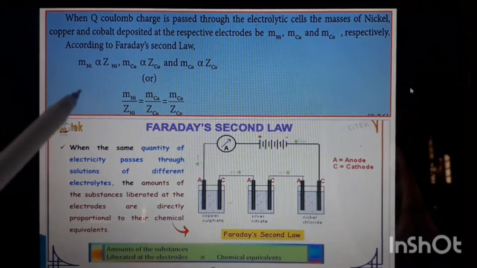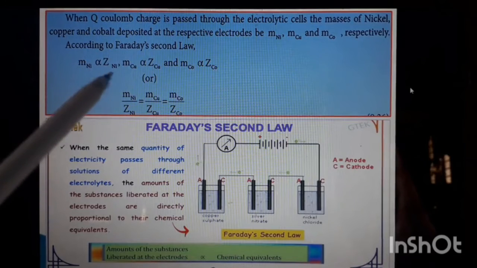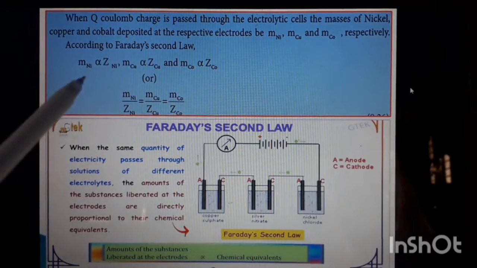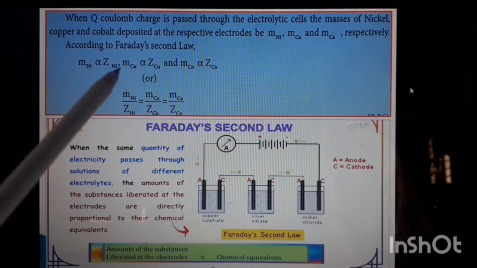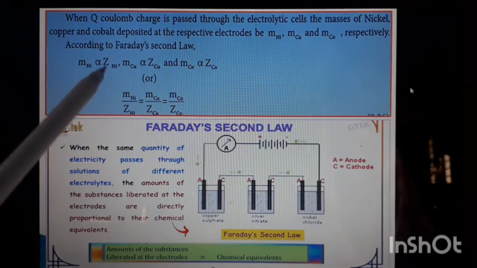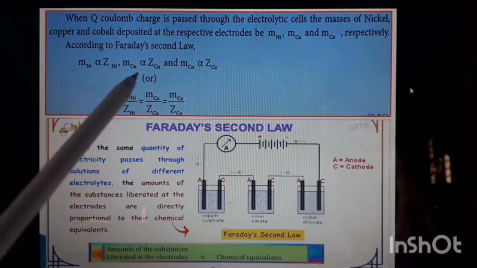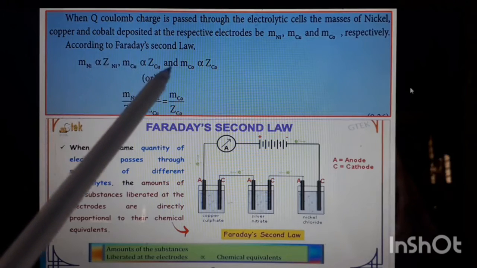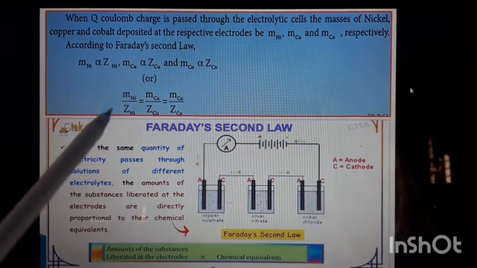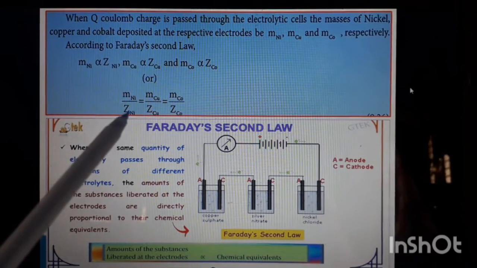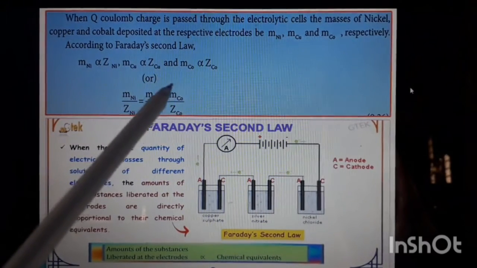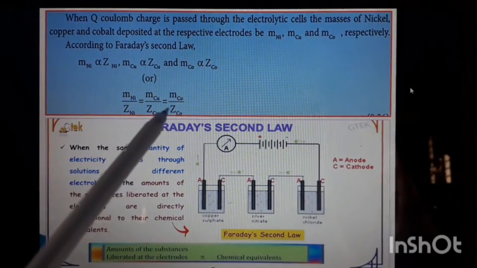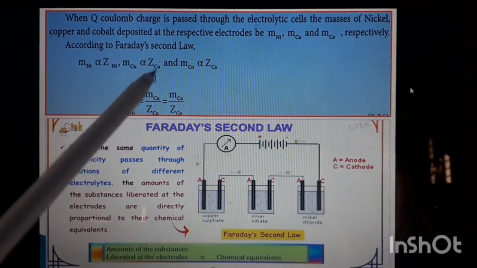According to the second law, the mass of nickel is directly proportional to Z nickel, the electrochemical equivalent, as we already saw in the first law: mass is directly proportional to Z. Likewise, M copper is directly proportional to Z copper, and M cobalt is directly proportional to Z cobalt. So M nickel divided by Z nickel equals M copper divided by Z copper equals M cobalt divided by Z cobalt. This is the relationship of Faraday's second law.